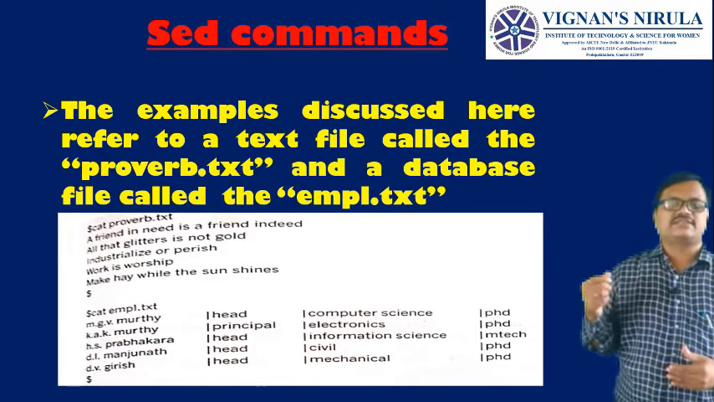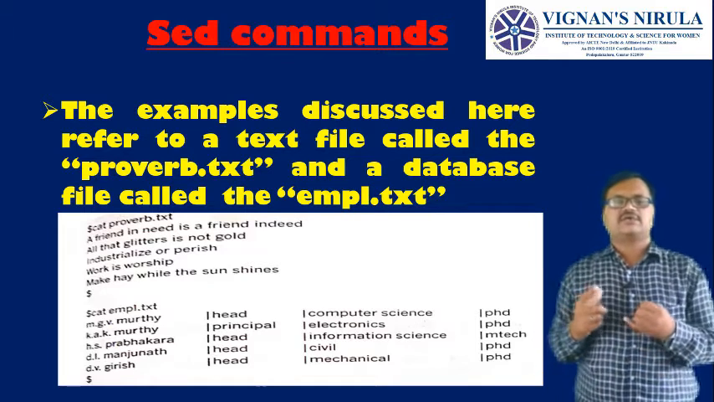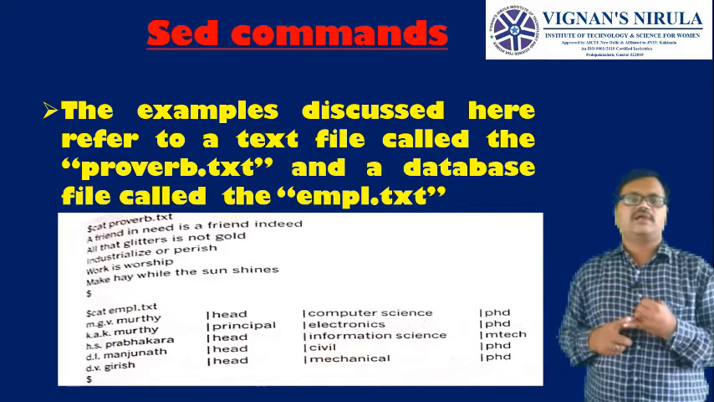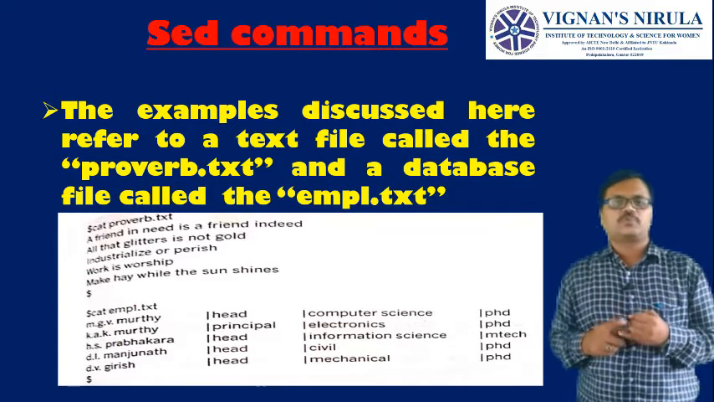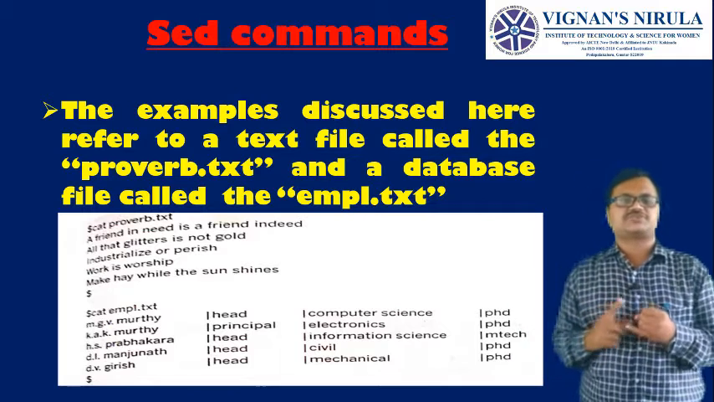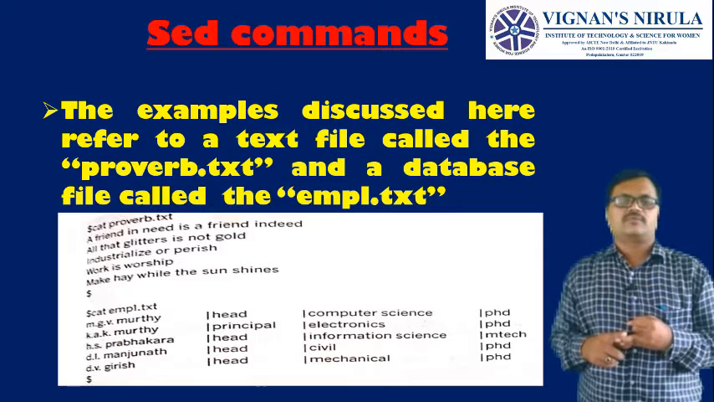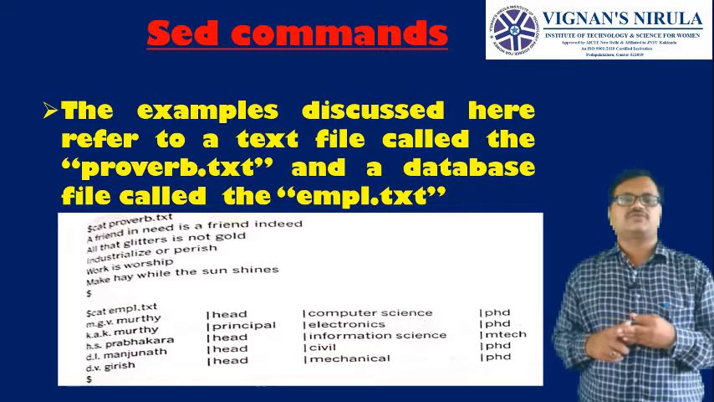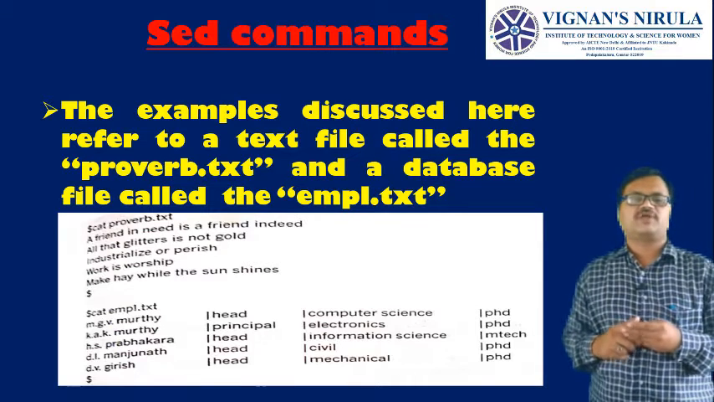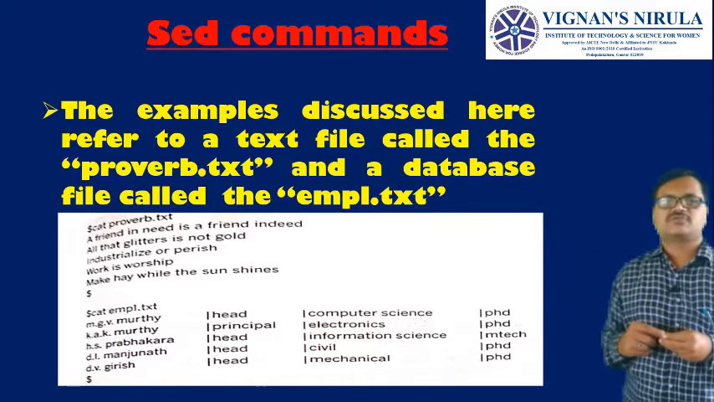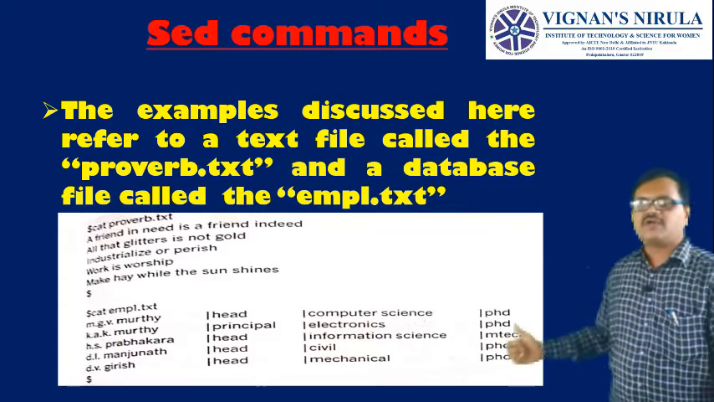We will use two files in this example. One is empl.txt and the second one is proweb.txt. So proweb.txt contains 5 lines. The first line is a friend in need is a friend in need. The second one is all that glitters is not gold, and the third one is industries or perish. The fourth line is work is worship, and the fifth line is make hay while sunshine. So these are the 5 lines in proweb.txt.